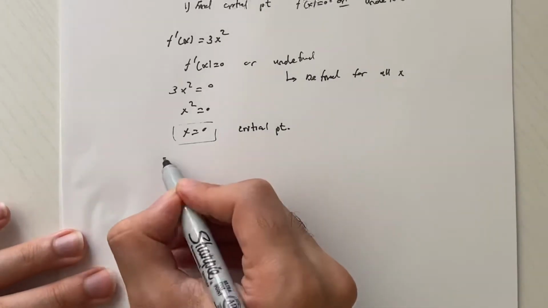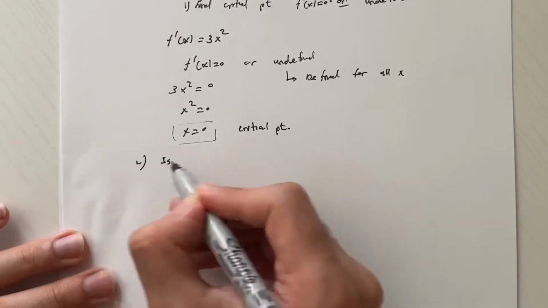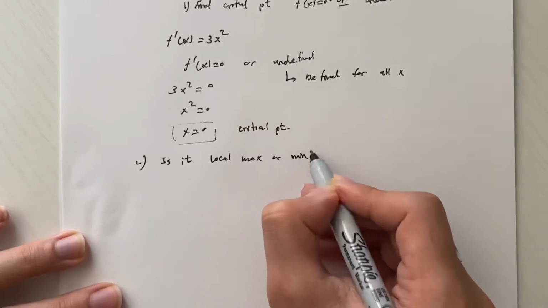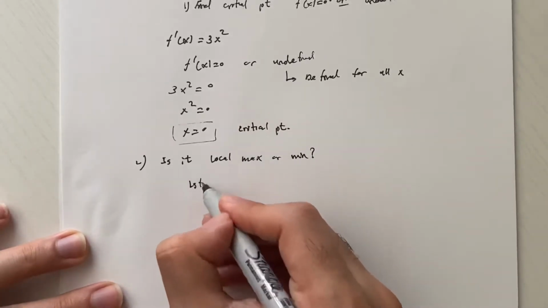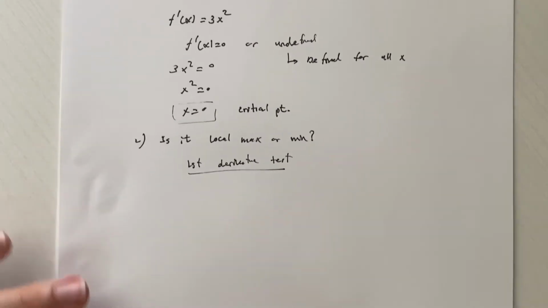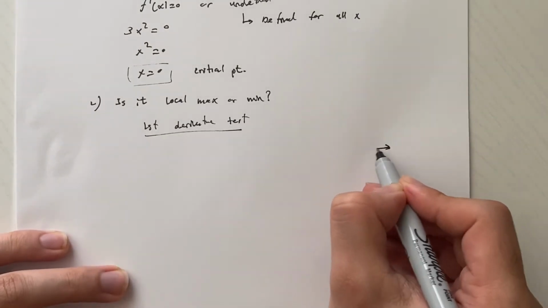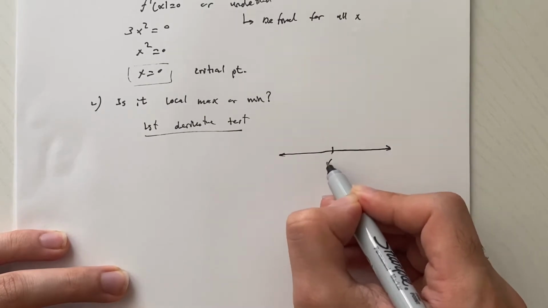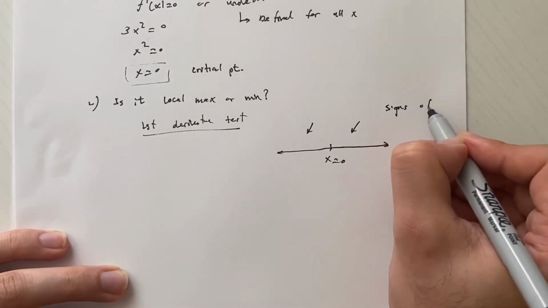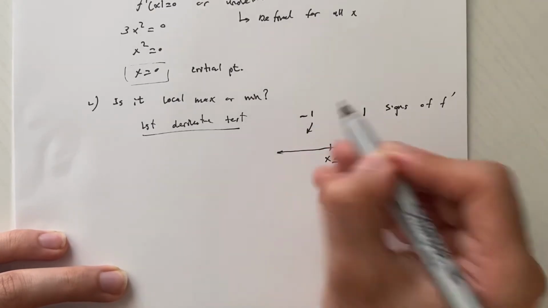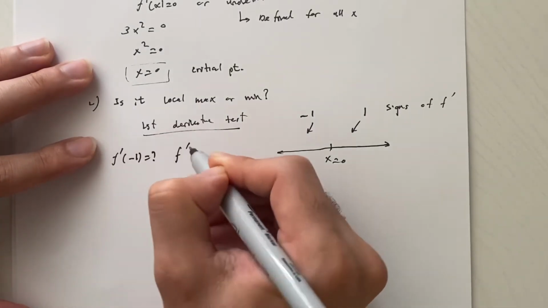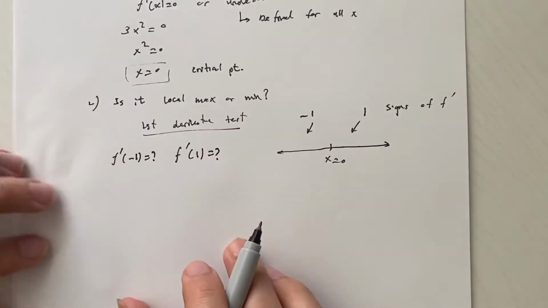Now we want to test this critical point to see if it's a local max or min, or neither. So what I'm going to do here, there are two tests. We can choose either one. Here I choose to do the first derivative test. So I draw the x-axis here, and then I mark our critical point, and I want to know the signs of the first derivative when I'm taking values that are larger than our critical point and lower than our critical point. So here I choose 1 and -1. This is again randomly selected.